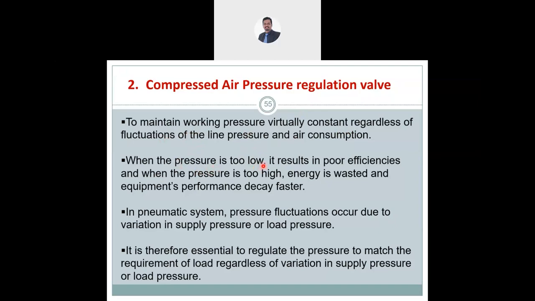When the pressure is too low, it results in poor efficiency, and when the pressure is too high, energy is wasted. So with air pressure regulation, or the regulator, you want to ensure that the pressure is suitable. Not too high, not too low. It is essential to regulate the pressure to match the requirement of the load. So it depends on your application. If your application requires higher pressure, you can allow it, so your energy will not be wasted. If your application requires low, then you need to adjust.